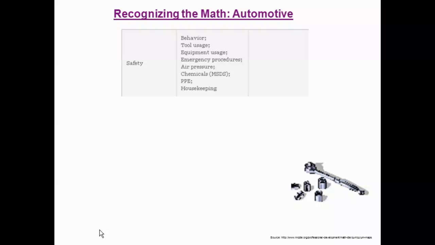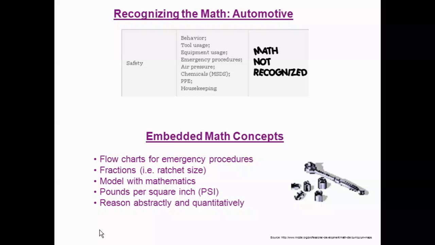All right. So then I took a stroll through another area for automotive, and I came up with the safety. And once again, the math wasn't recognized, so what a neat opportunity to try to pick out some math. So in the second column, there are some things that lend themselves to math: the tool usage, the equipment usage, the emergency procedures, and the air pressure in particular. So here are some ideas for some embedded math concepts.